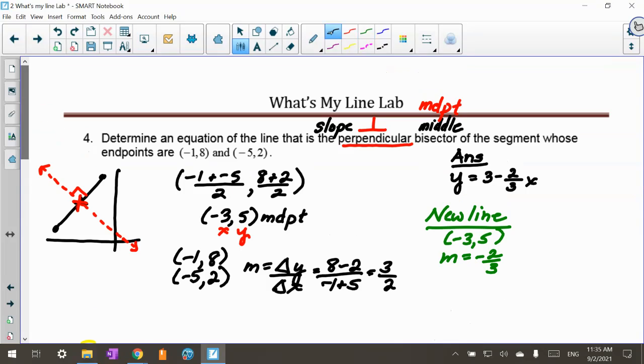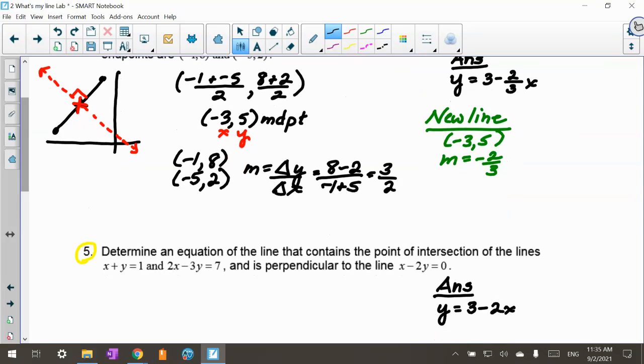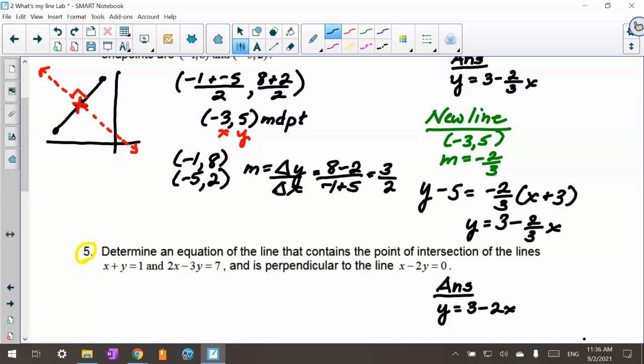Okay. So I have y, sorry, I don't mean to keep hitting it. Y minus y1. So my y1 is 5, my slope is -2/3, x minus x1. So it's going to be x plus 3 because that's a -3. So there's my line. And then I multiply it all through. And when I do the distributive property and then add 5, I get y to be 3 minus 2/3 x.